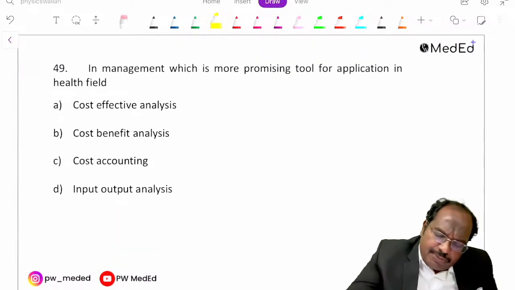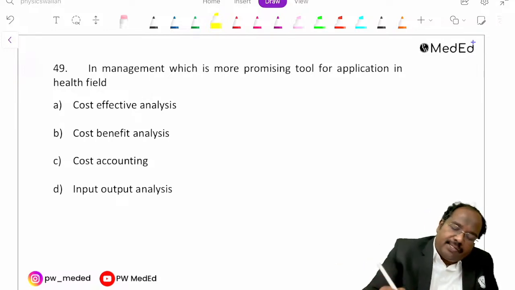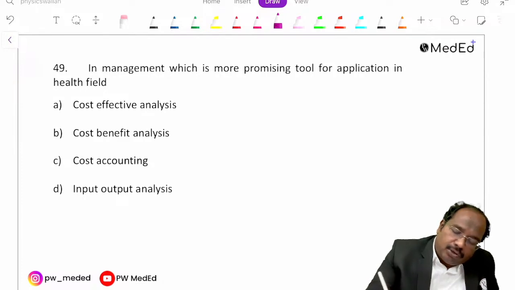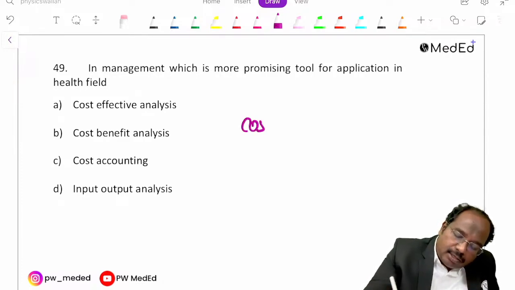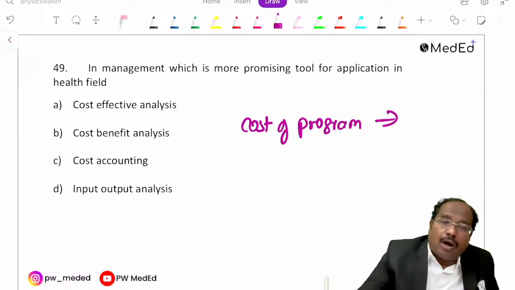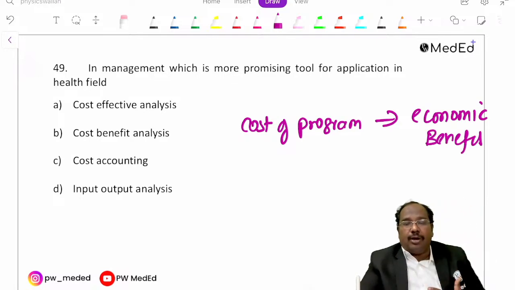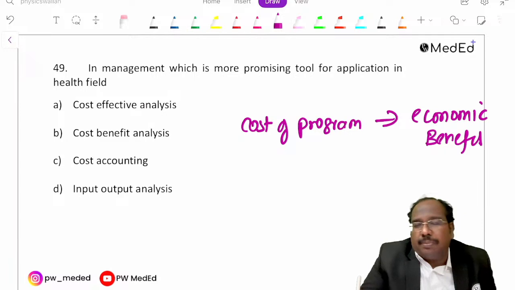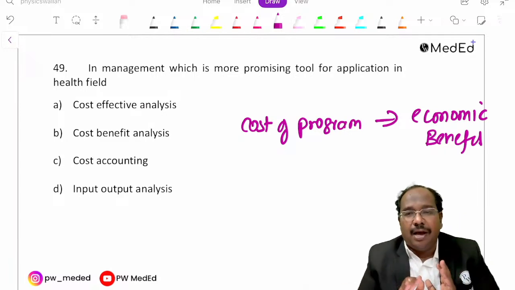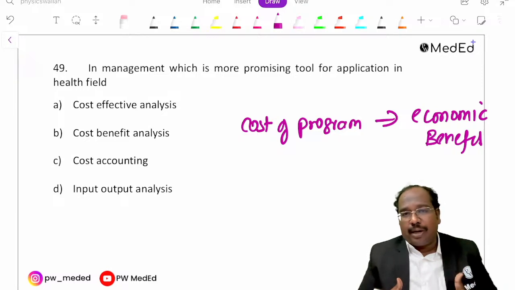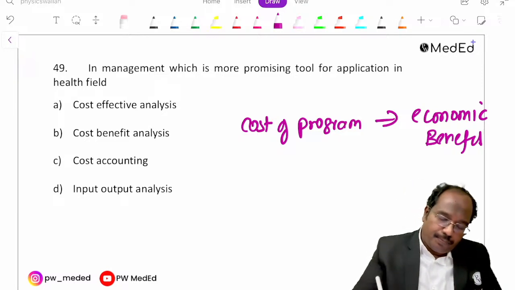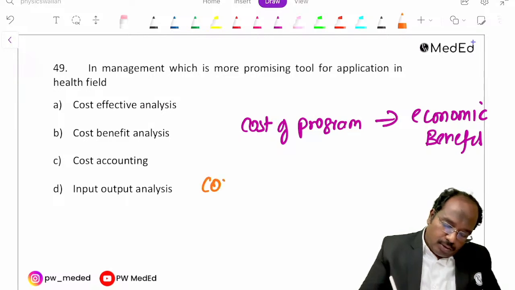Okay. In management, which is the more promising tool for application in the health field? We have different tools. Cost benefit analysis is a management technique where you compare the cost of the program with the economic benefits. But that is not suitable for the medical field. I have invested some money, how much money can I get? From the program point of view, that will not be useful. So what will be more useful?